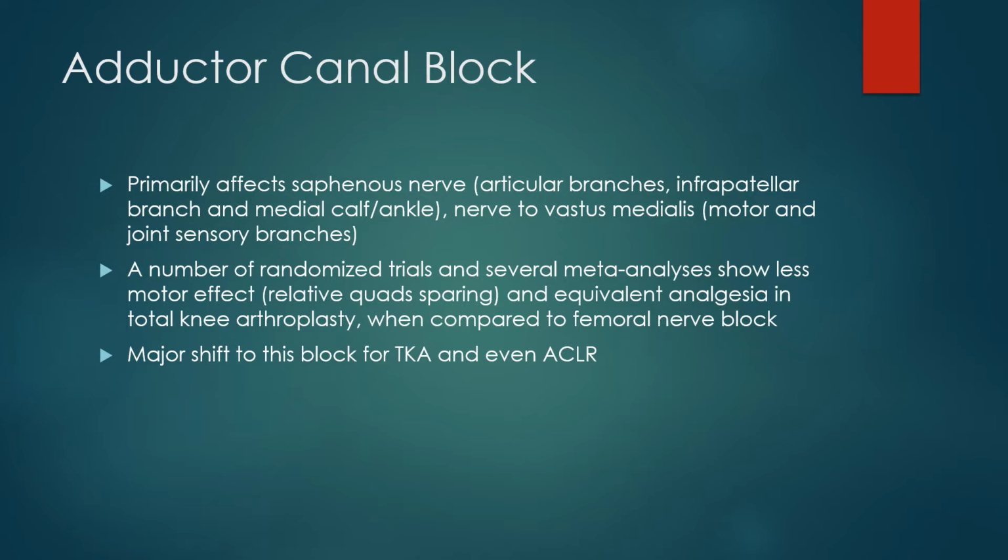In terms of the neurologic structures, this is reliably the saphenous nerve and the nerve to the vastus medialis. So sensory input to the medial aspect of the joint, and of course the infrapatellar branch of the saphenous nerve, as well as all the coverage down the medial calf and ankle.